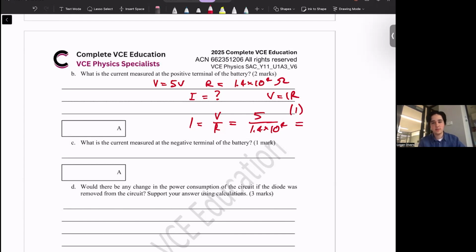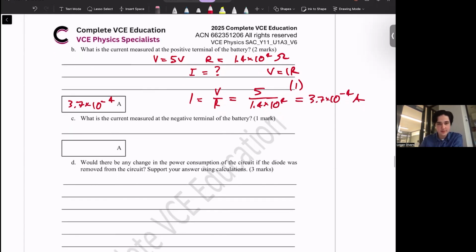Now that is going to be equal to 3.7 times 10 to the power of negative 4 amps. And that's it. There's your second mark. 3.7 times 10 to the negative 4. Pretty simple. So the next question is a bit of a trick question because it says what is the current measured at the negative terminal of the battery? It's the same. The circuit right now is a series circuit, so nothing changes about the current.